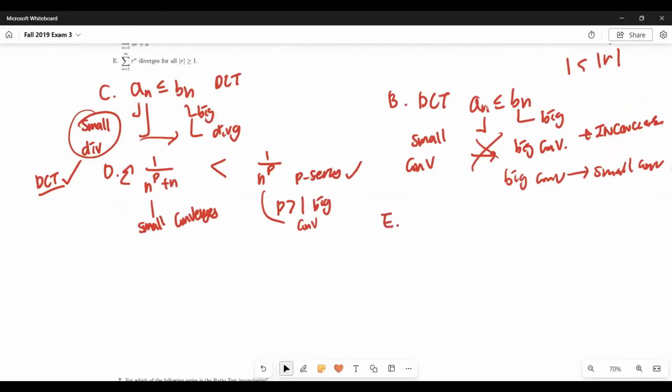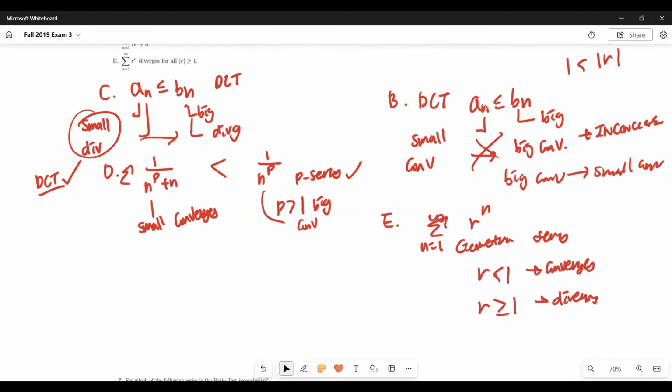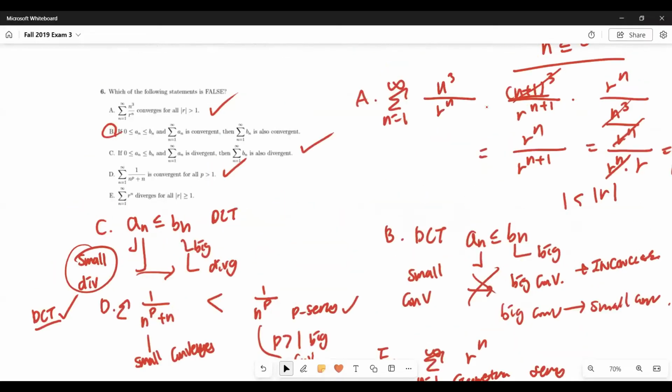E is, sum from n equals 1 to infinity, r^n diverges for all r greater than or equal to 1. This is right, actually, because it's a geometric series. If you remember the geometric series, if r is less than 1, then you can say that it's convergent. So if this ratio is greater than or equal to 1, then it will be diverging. So that is also the right statement, which is why our answer choice B is the false statement.